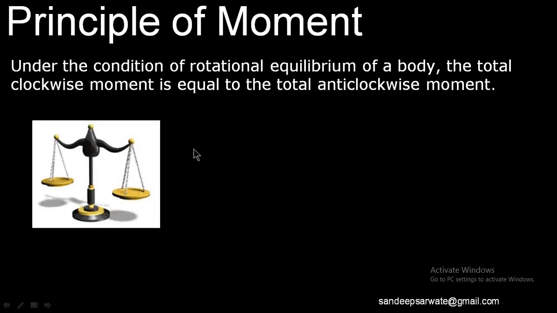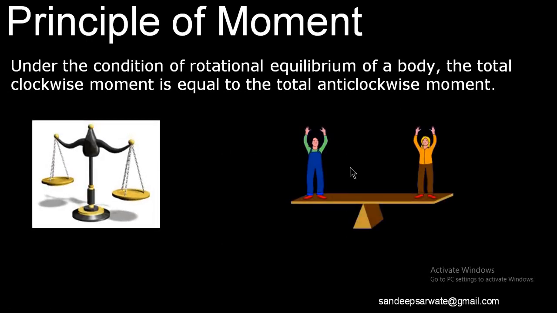Following are two examples of rotational equilibrium. We can have here the physical balance, which has the clockwise moment equal to the anti-clockwise moment. And we have these two persons standing on a plank which is fixed at the middle, and both of them are producing the same moment. Therefore the plank is rotating neither clockwise nor anti-clockwise. So these are the two examples of rotational equilibrium. This was all about the principle of moments.